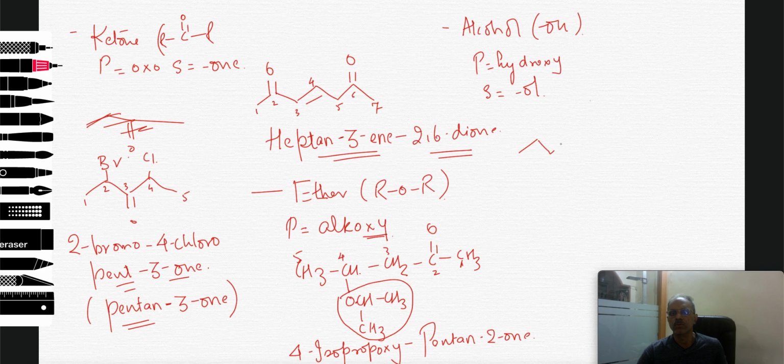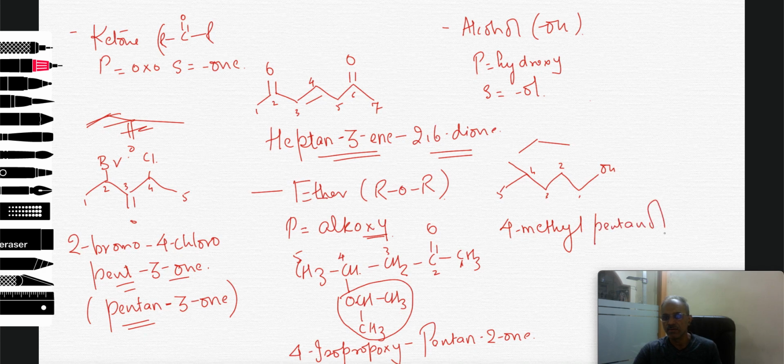Two, three, 1, 2, 3, 4, 5. Then this will be OH. Suppose then it will be 1, 2, 3, 4, 5. Right? Then it will be 4-methyl pentanol. 4-methyl pentanol. Fine.